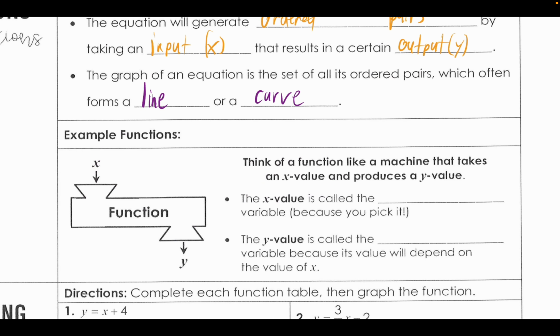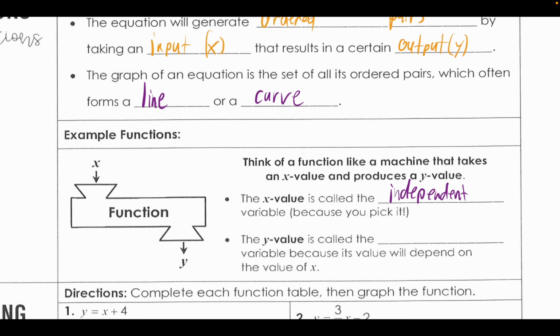And so the x value is what we call the independent variable. And the reason why it's independent is because it doesn't depend on anything. You get to pick whatever it is, and you can pick whatever numbers you want, truly. Although today, when we're having these x values, we're going to have them pre-picked. But technically, you can pick whatever x values you want, and you just plug them in.